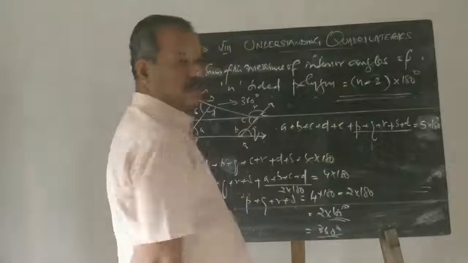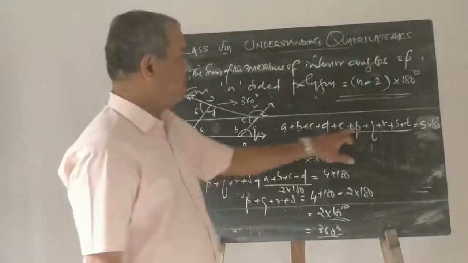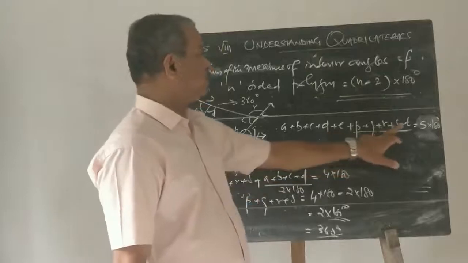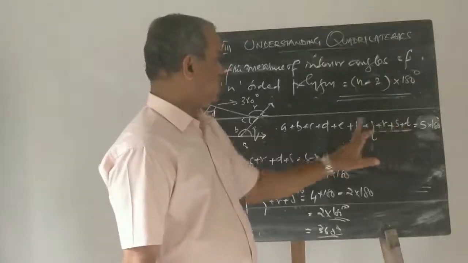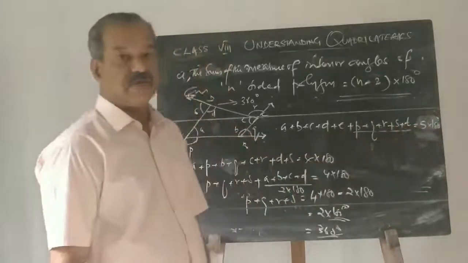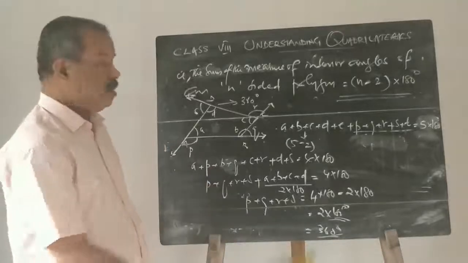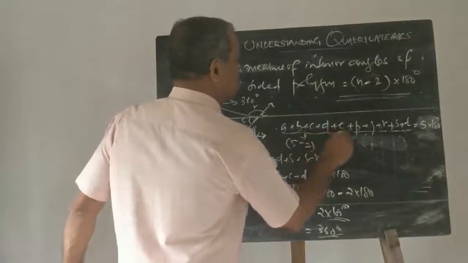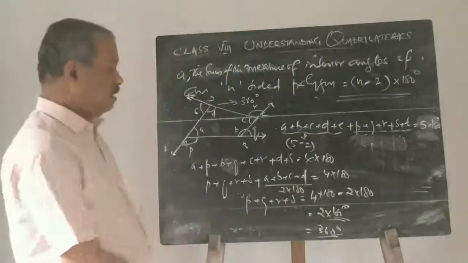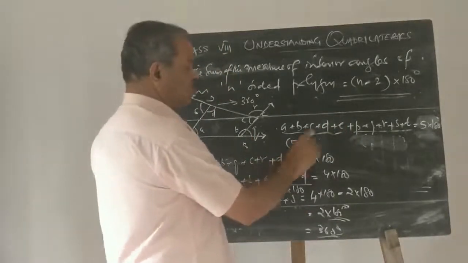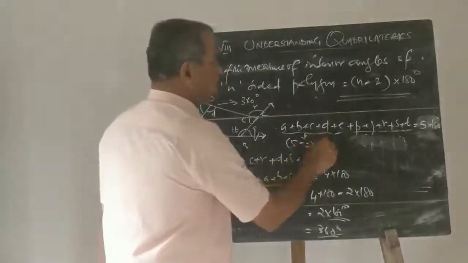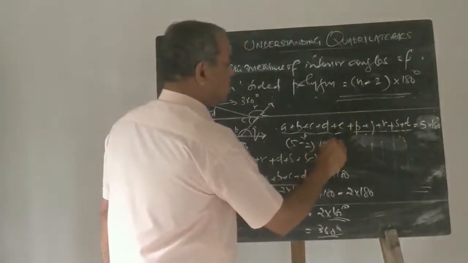A plus P is 180, B plus Q is 180, C plus R is 180, D plus S is 180, E plus T is 180. So that is 5 times 180. Now A plus B plus C plus D plus E, what are these angles? Interior angles. Then (5 minus 2) into 180, because the pentagon has 5 sides. So the interior angle sum, 5 minus 2 into 180, means 3 into 180.